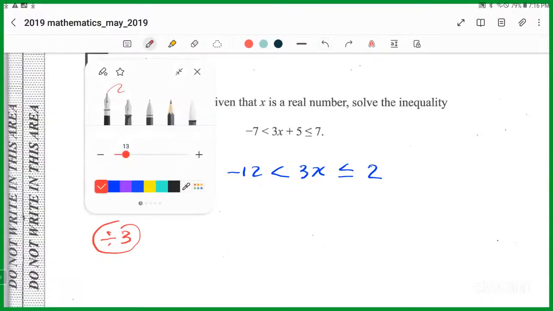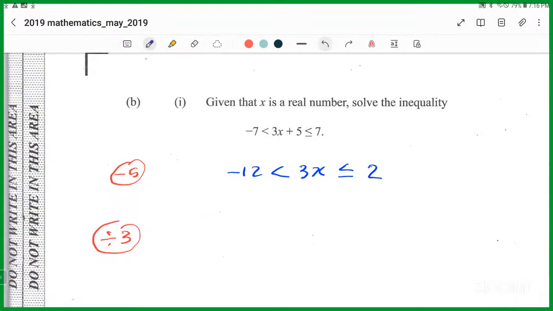So when I divide this by 3, I'm getting negative 4. This stays as a less than. This becomes x. This stays as a less than or equal to. And this becomes 2/3 or 0.666. Let me write it as 2/3. That's the solution. This is the answer right here.